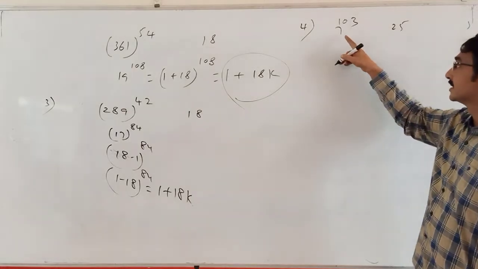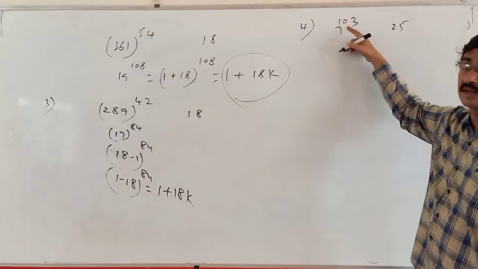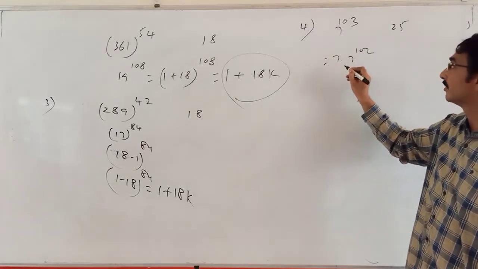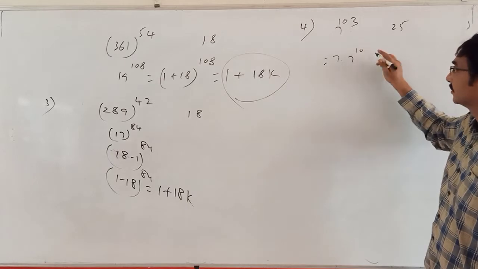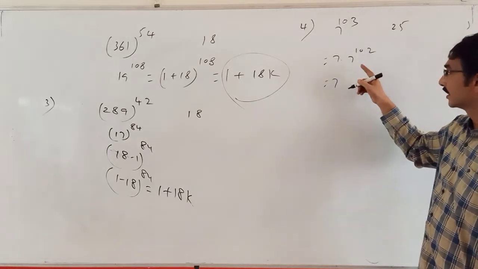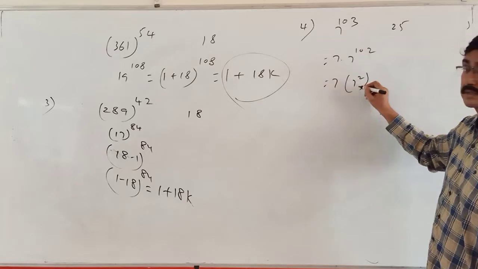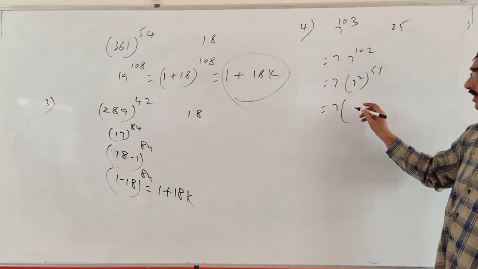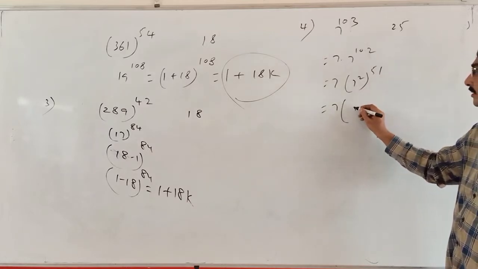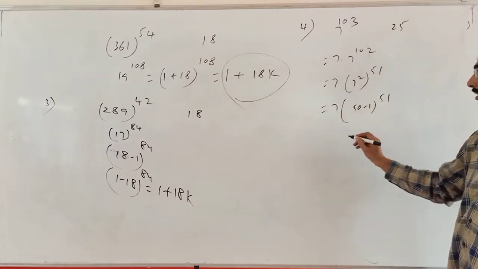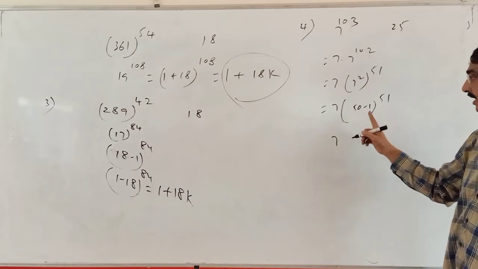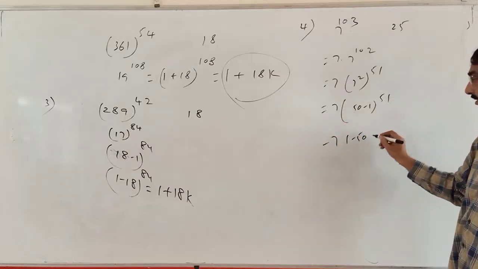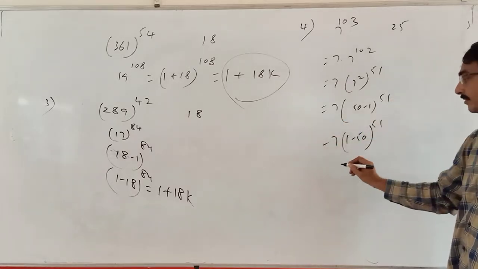So we need 7 square, but the power is not an even number. So first this is 7 into 7 power 101, equal to 7 square whole power 51. 7 square is 49, which means (50 minus 1) whole power 51. But here we need 1 minus 50; taking minus outside since it is an odd power, we get 1 minus 50 whole power 51.